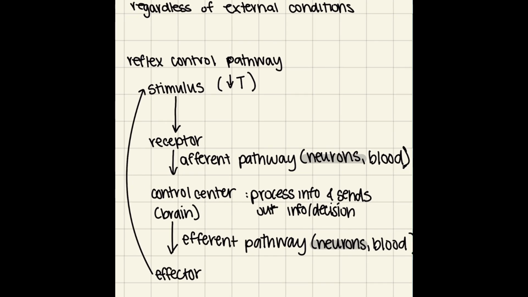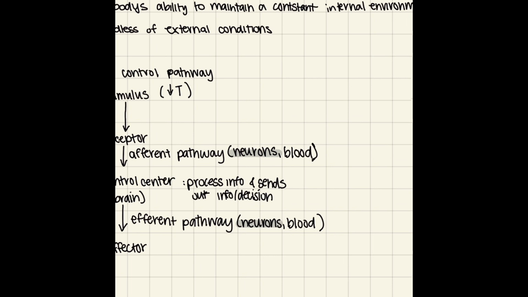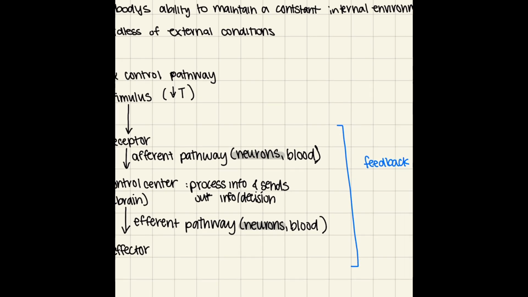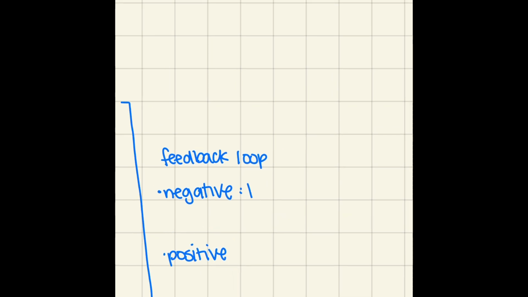And either the stimulus is amplified or it's brought down. And so this right here in blue that I'm going to draw, this part of the pathway from the receptor to the effector, we call a feedback loop. The part that doesn't contain the stimulus, because the stimulus kind of controls this feedback loop. There's two kinds of feedback, the negative feedback loop and the positive feedback loop. And the negative feedback loop brings things back towards the set point.